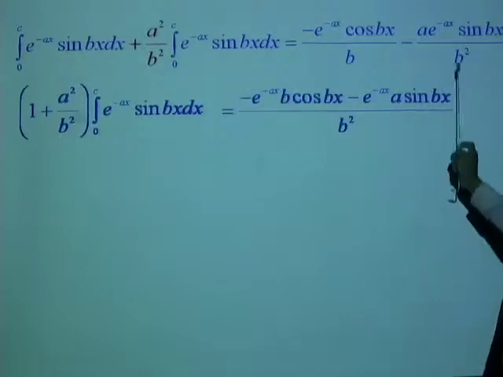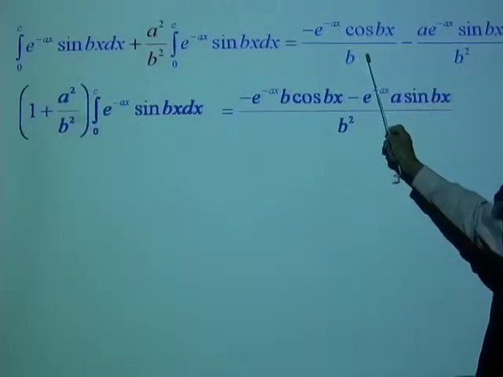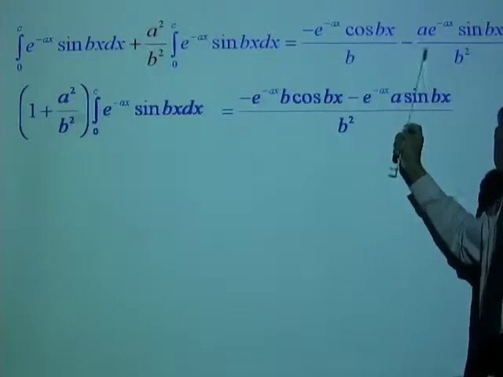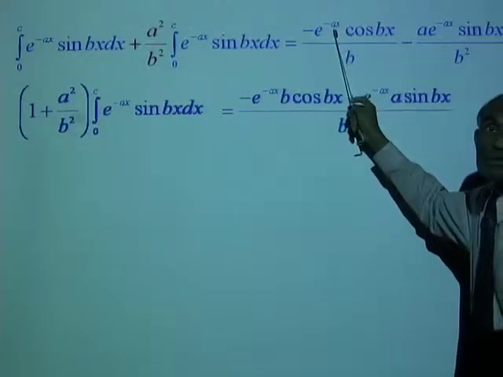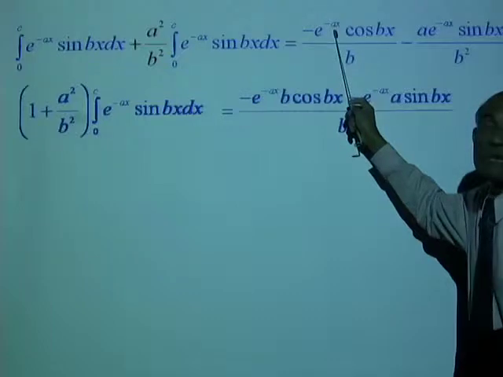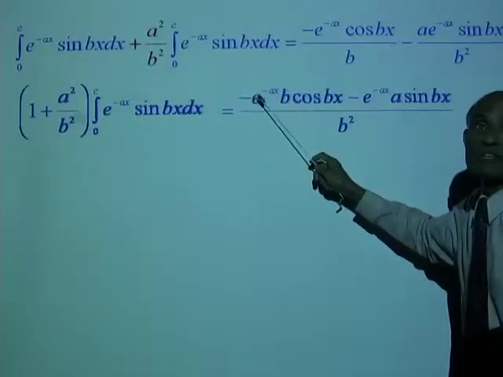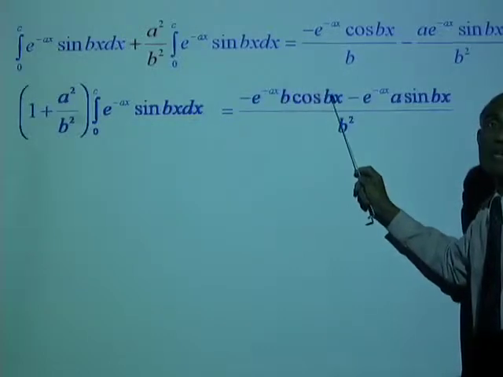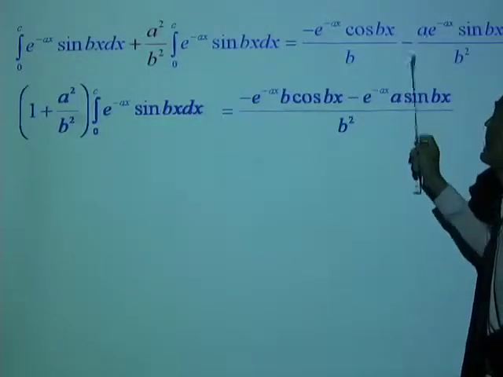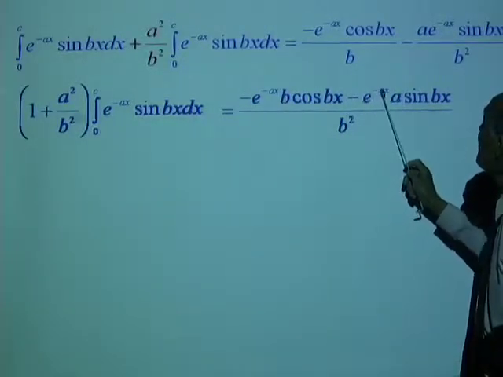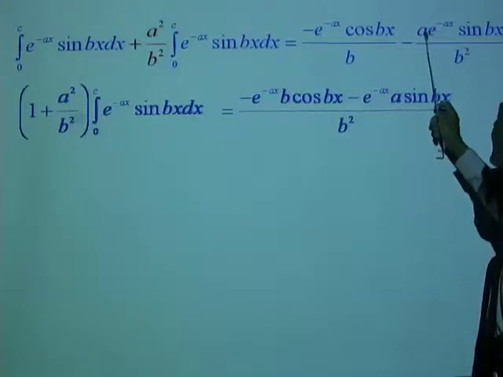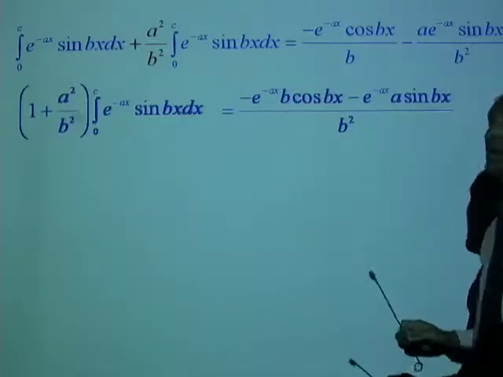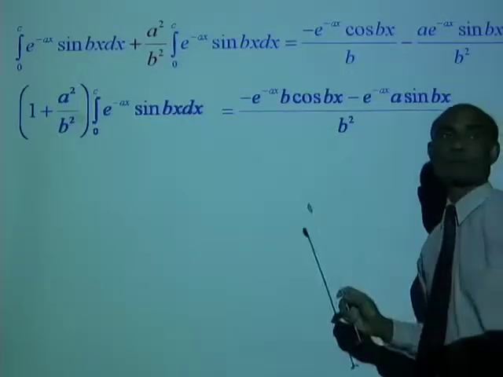Can we simplify the right hand side? Yes, we can take b squared as the common denominator. When it does that, the numerator here will multiply by b. So you will get negative e to the power of negative ax b cos bx minus e to the power of negative ax a sine bx all over b squared. That became a single term.